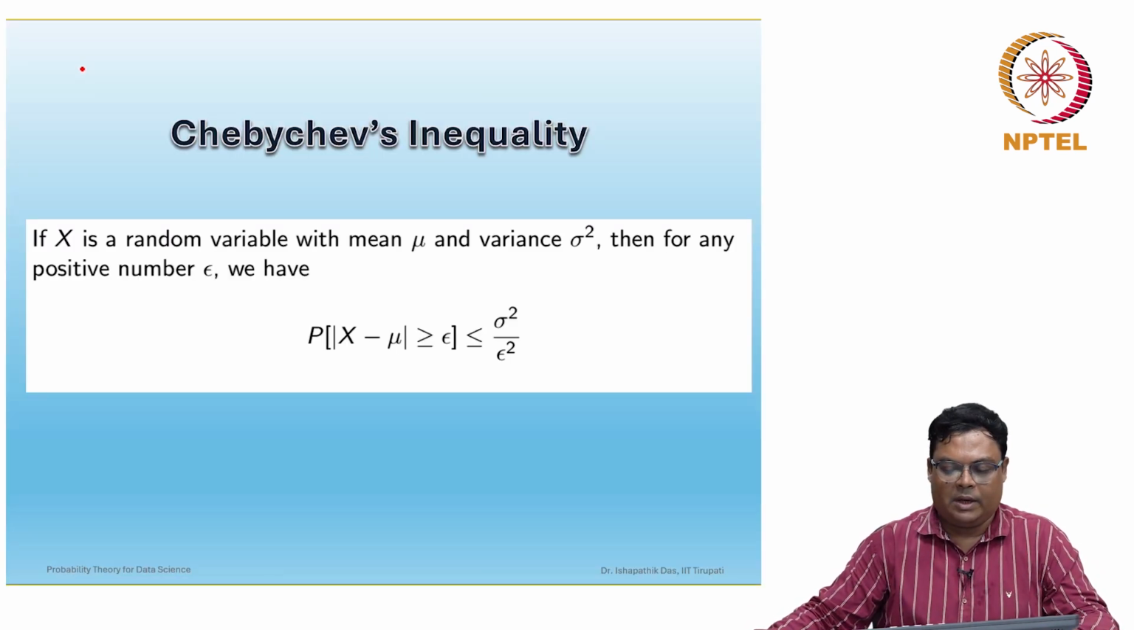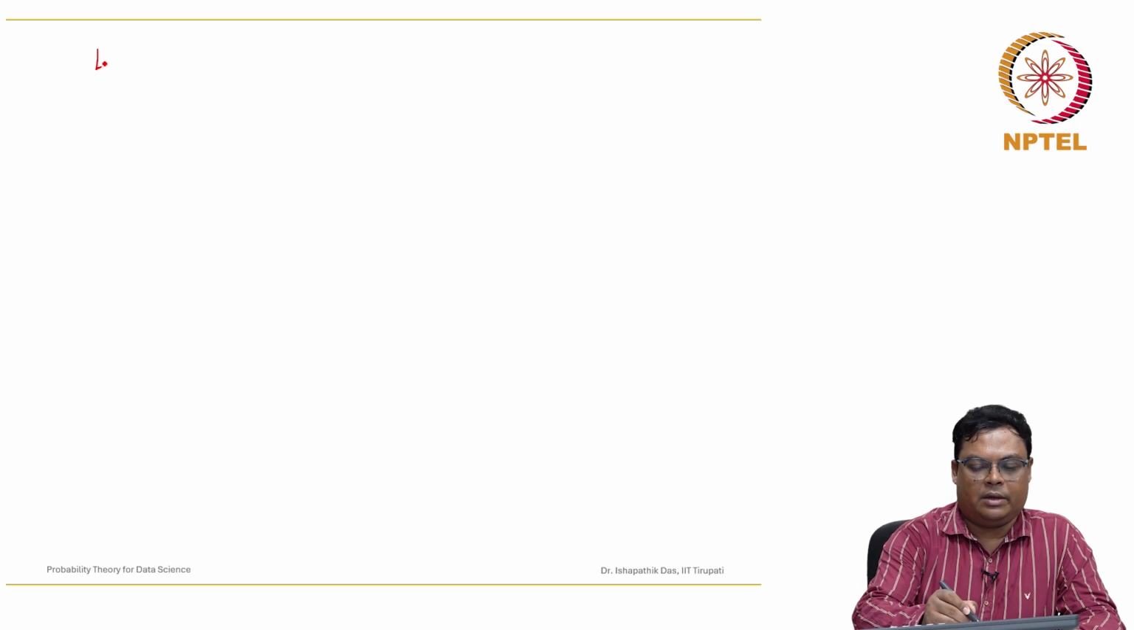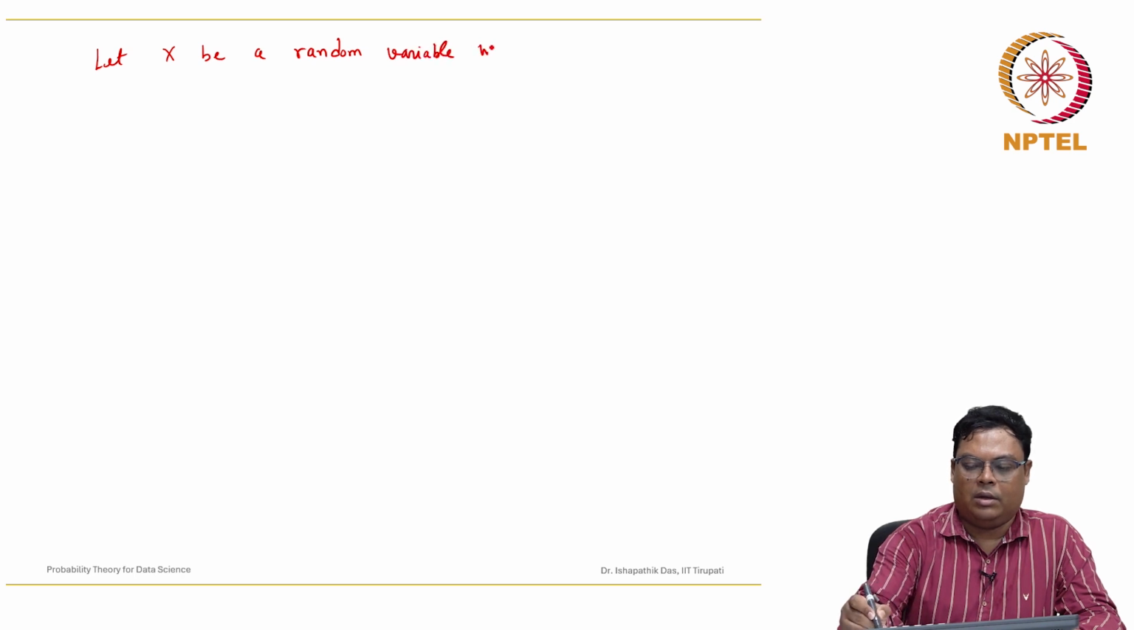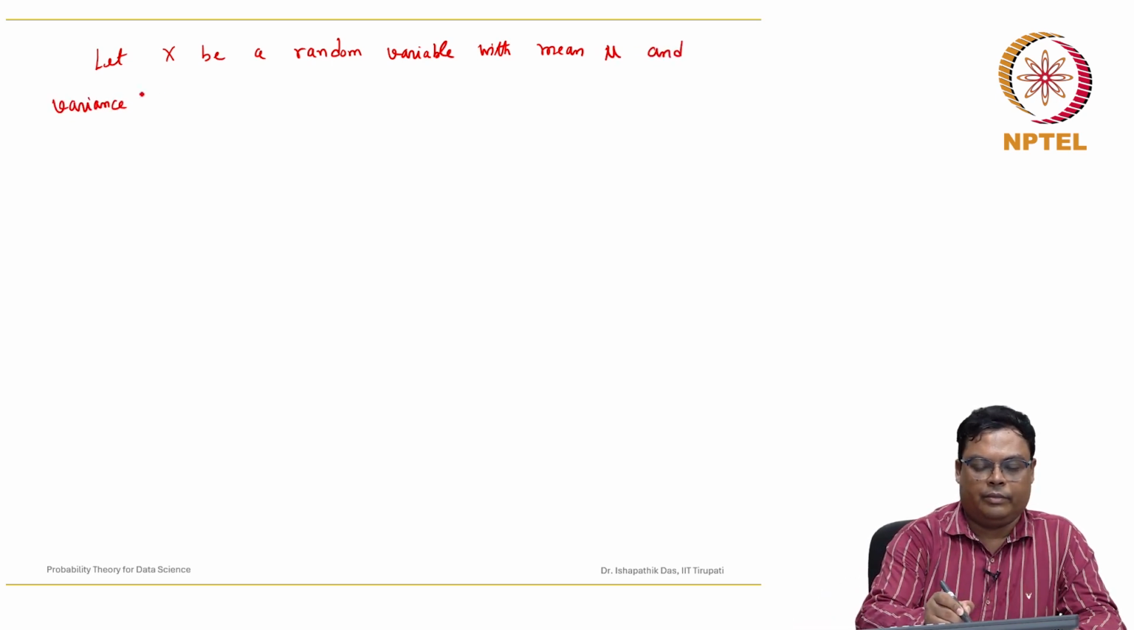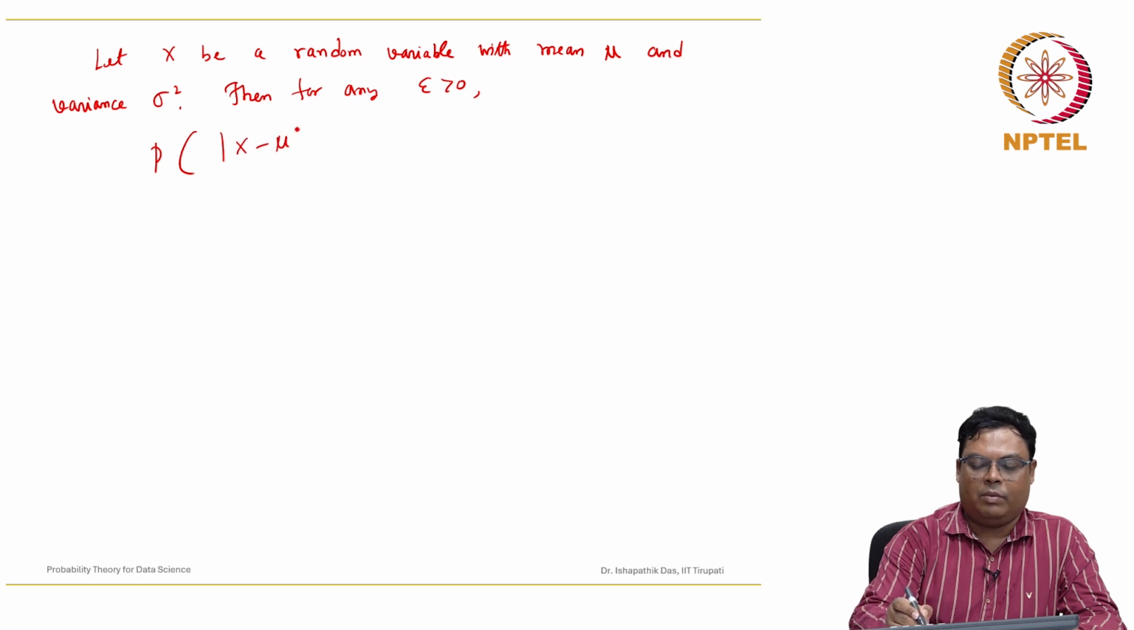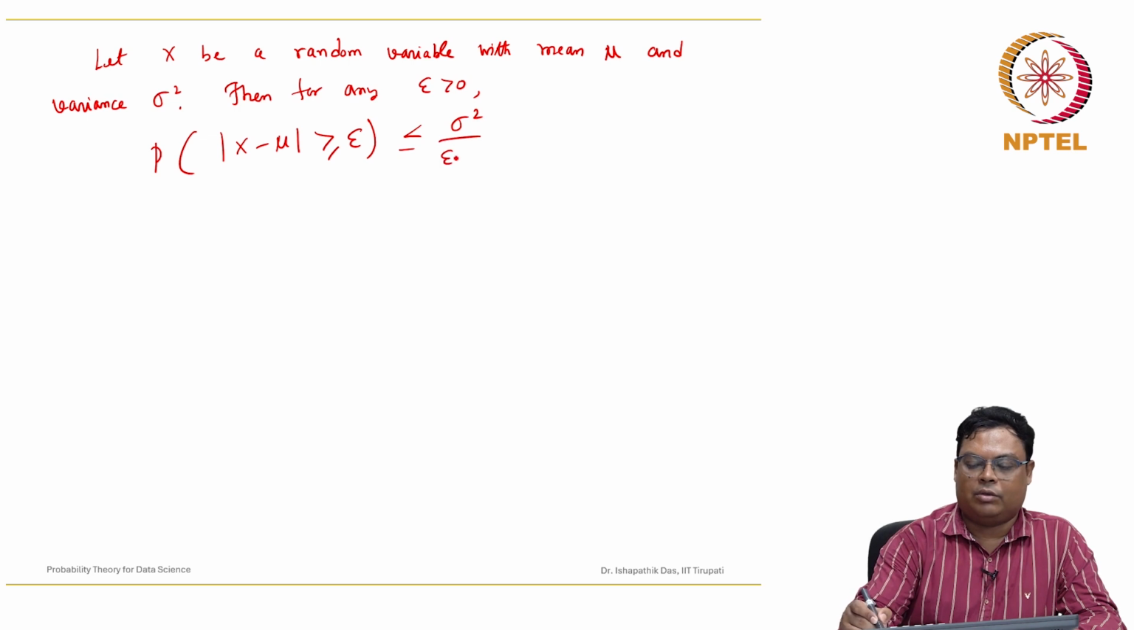It is any random variable. Let X be a random variable with mean mu and variance sigma square. Then for any epsilon greater than 0, the probability that the absolute value of X minus mu is greater than or equal to epsilon is less than or equal to sigma square by epsilon square.